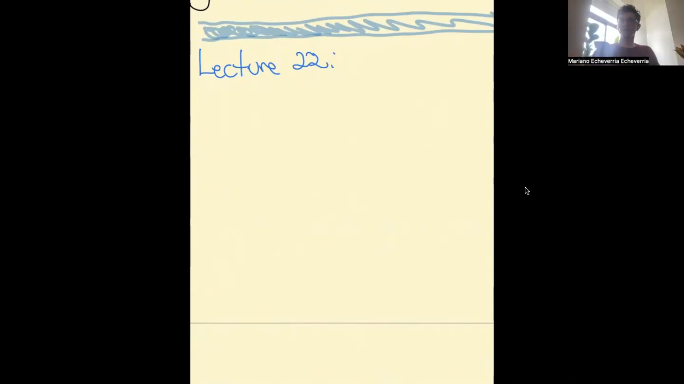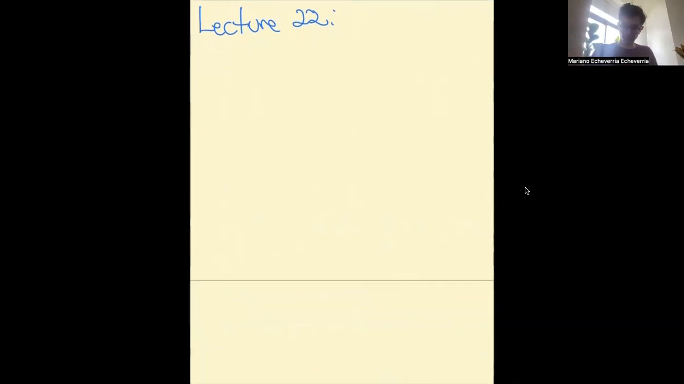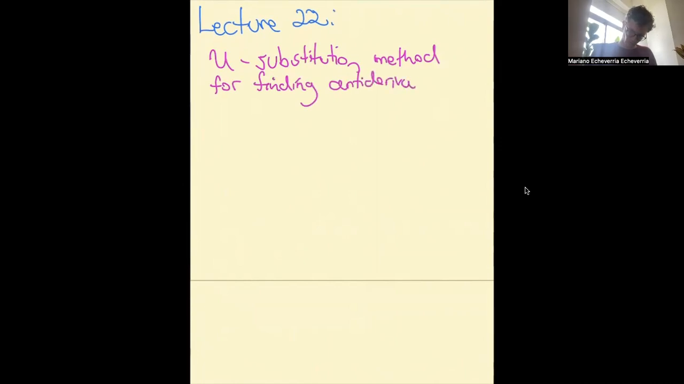So today, in fact right now, there's only one really important thing left, which is the u substitution method, which I was doing a little bit yesterday for finding antiderivatives. So again, it is the version of the chain rule for integrals.